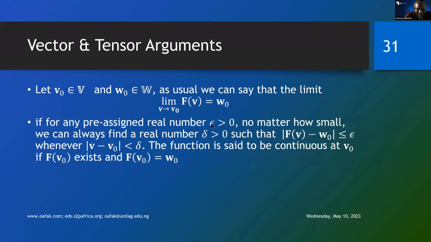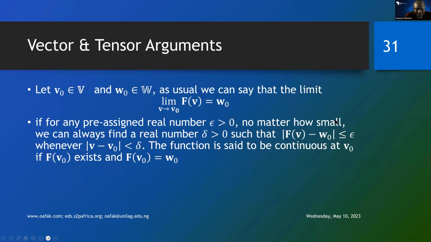No matter how small epsilon is, we can always find a real number delta, such as the delta neighborhood. The magnitude of F(V) minus W naught, it is the magnitude that will be compared to epsilon, provided we're in the delta neighborhood where the magnitude of the difference between V and V naught is smaller than delta. The function is said to be continuous if F(V naught) exists and F(V naught) is equal to W naught.